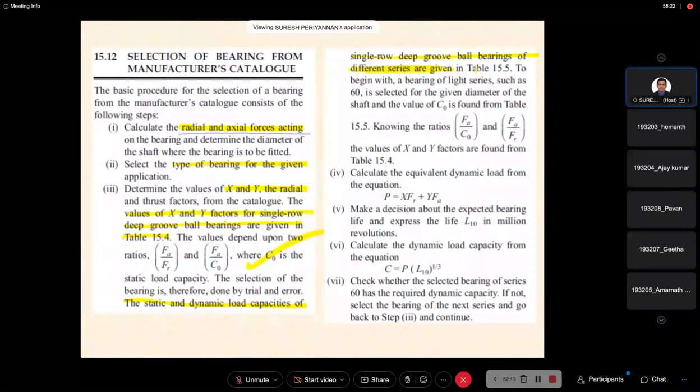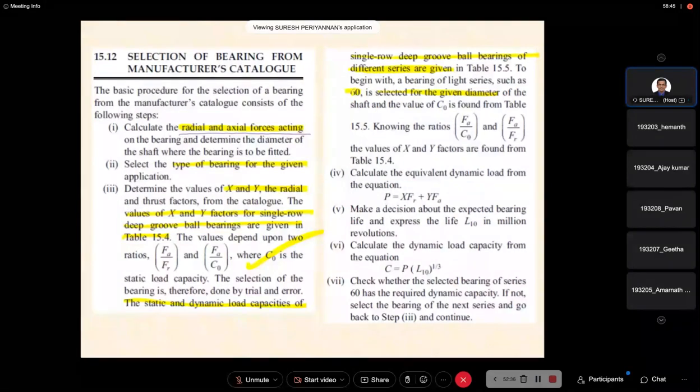In the next table they have given, for example, to begin with, the bearing of light series such as 60. Please keep in mind, just 60 is selected for the given diameter of the shaft, and the given value of C naught is found from the table.